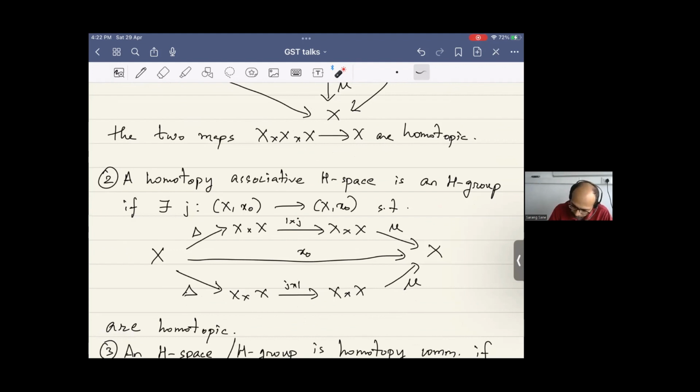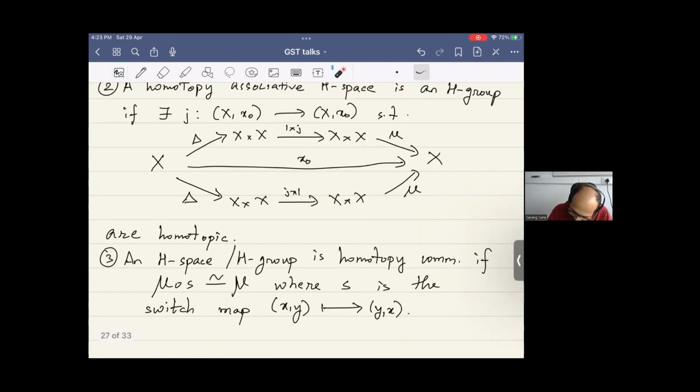And it's called an H group if further there is an inverse. So an inverse is this data. I'll skip what this picture is doing. Essentially, it's like saying you embed this via the diagonal map, then take x comma x to x comma j of x. J of x is like its inverse. And then when you apply mu, it goes to x naught. So that's saying that if you take this x naught, then this is homotopic. The same thing if you do instead of 1 comma j, 1 cross j, you do j cross 1. Yeah, so that's what this data is.